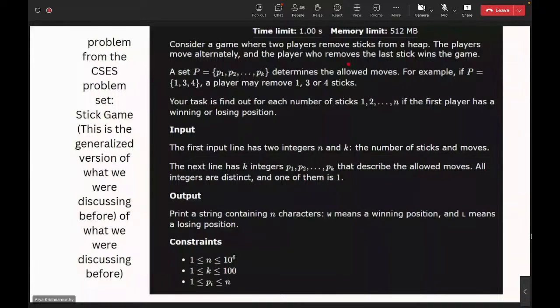This is just a generalized version of the problem we had done earlier. The input you get has two integers, n and k, the number of sticks available on the heap and the number of moves. The next line has k integers, which are the allowed moves, and all of them are distinct, and one of them is definitely one. You are asked to print a string of n characters where w denotes a winning position and l denotes a losing position.